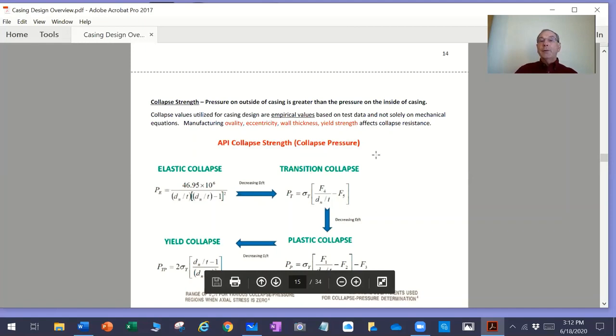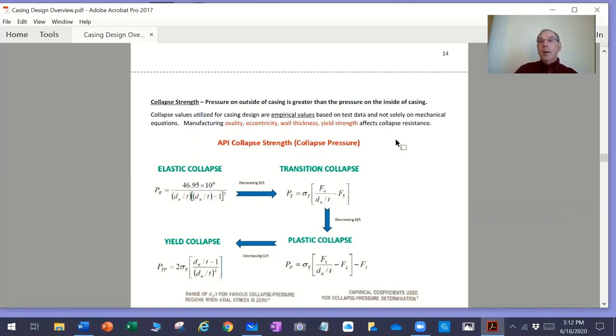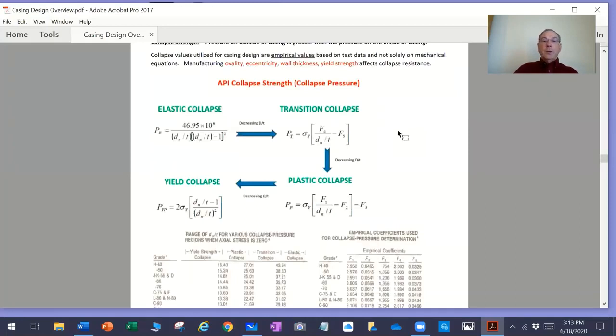So the end result is casing is tested with, I call it, an API process for testing collapse, and you cannot have any failures. And so based on test data, we have equations that match test data in which you will not have failures. So you don't have to really know a lot about this or try to derive it. All you have to do is be able to use it. So it boils down to diameter divided by wall thickness ratios.